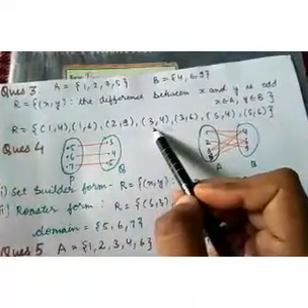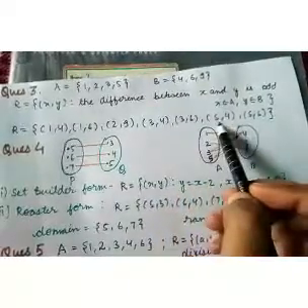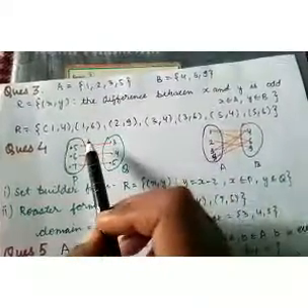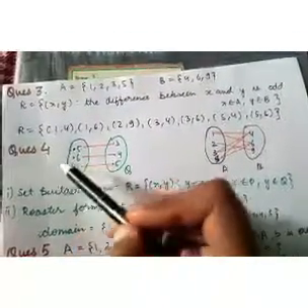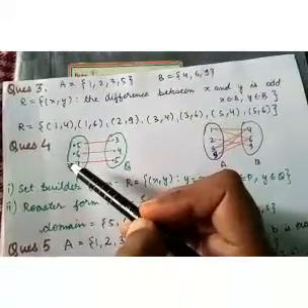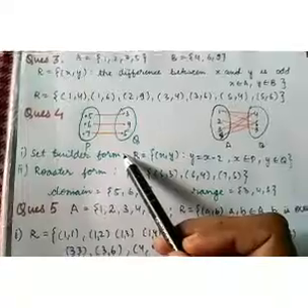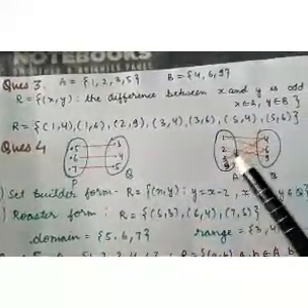Similarly, we will write the rest of the elements. 3, 4, 3, 6, 5, 4 and 5, 6. Therefore, this is the relation R that we have defined. Now question number 4 is, before that, question number 3, we have made the diagram also.